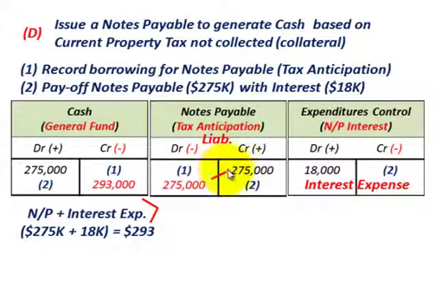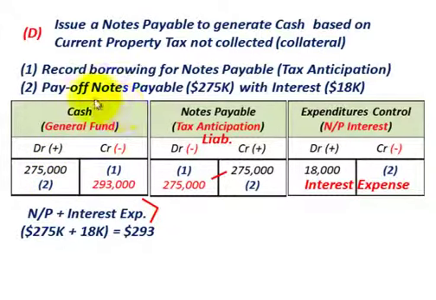So let's say we need $275,000. So credit or increase your notes payable as a tax anticipation, again a liability, for $275,000, and then for the cash you would debit or increase your cash for $275,000 on the notes payable that you received.